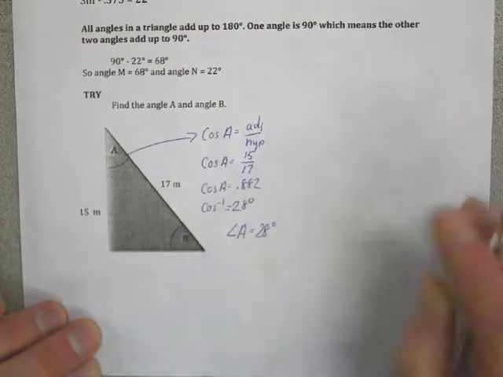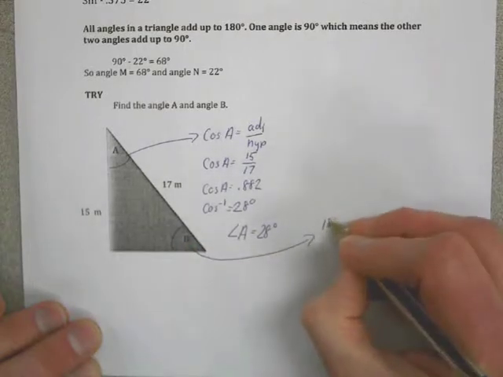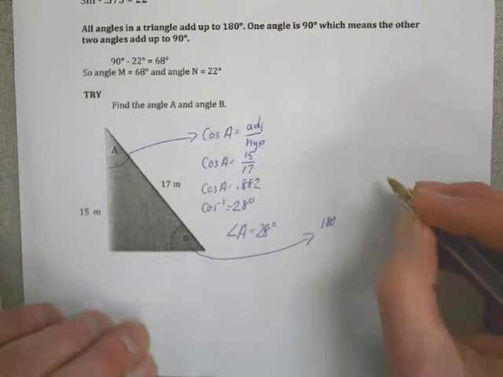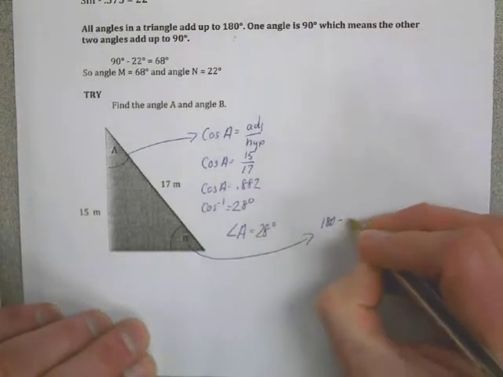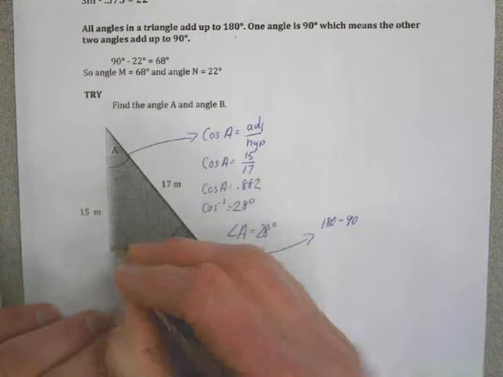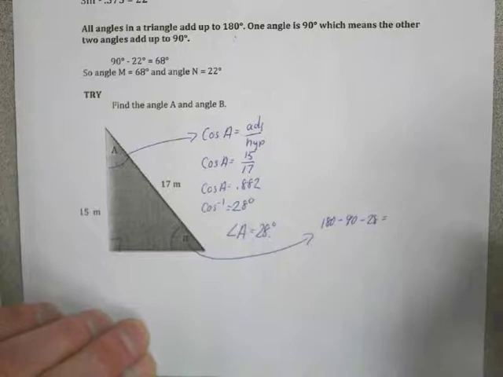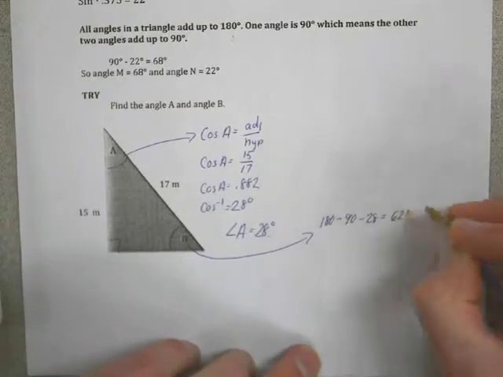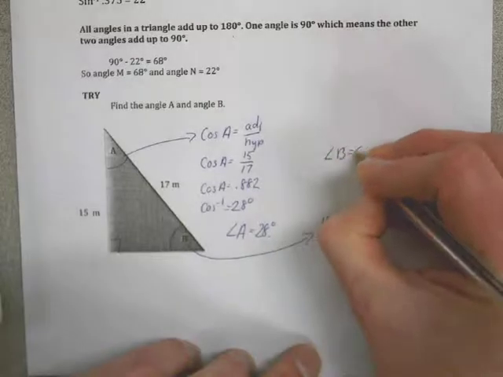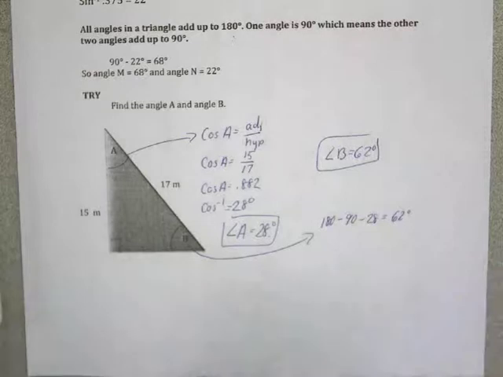Now the simple way of finding angle B is, all I have to do is take 180 degrees, because all angles in a triangle add up to 180. 180 minus 90, because we know one angle is 90, minus the number we found, which is 28, should equal the third angle. When I do that, I come up with 62. So angle B is equal to 62. There are my two angles in this triangle. So we can stop the tape now and look at your assignment on Google Calendar.